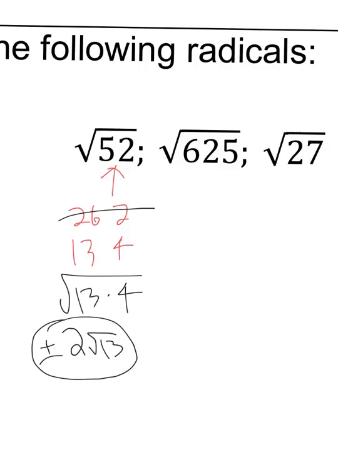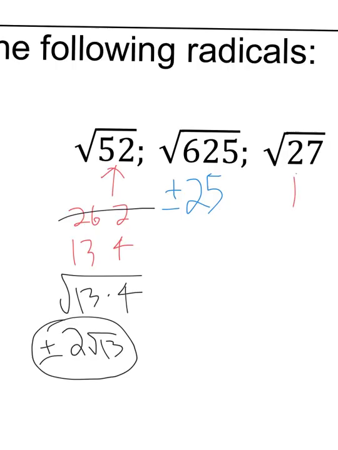The second one, the square root of 625. If you type that in, it'll tell you plus or minus 25. That's all I'm looking for there. There's nothing special about that one. It's a perfect square.